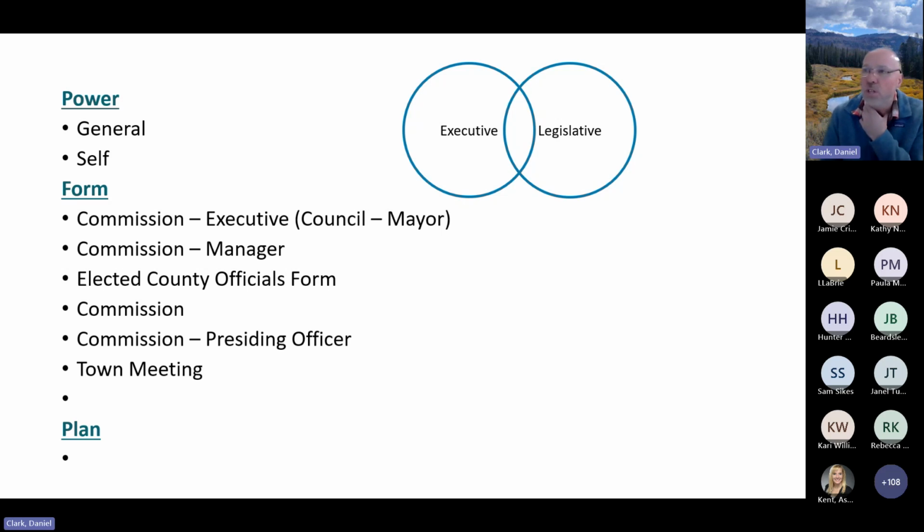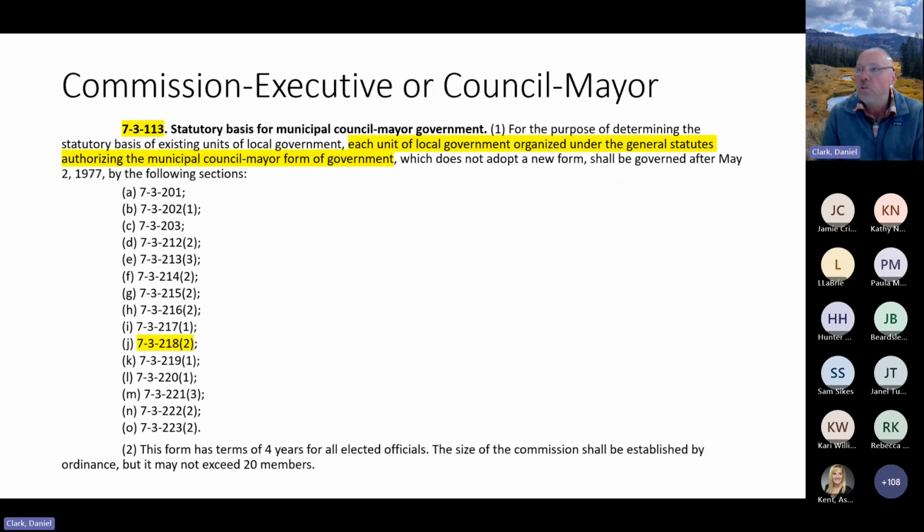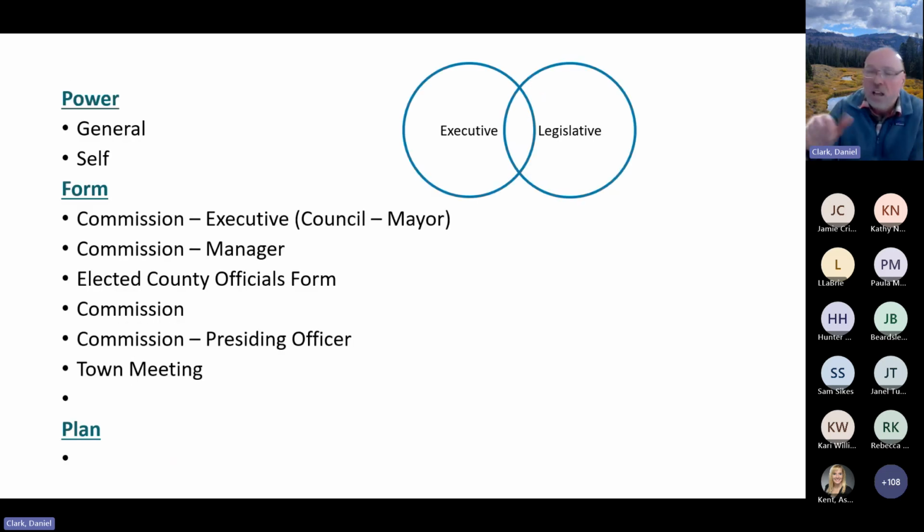There are these different forms: the commission executive, and again, this is defining the relationship between the two branches of government. And so they outline what those forms of government look like. So the commission executive, the commission manager, elected county officials form, the commission form, the commission presiding officer, and town meeting. And we'll go through it and explain what each of those look like. Now, the commission executive form, and each of these, have what we call, quote unquote, a recipe, where the legislature has said, look, if you're going to adopt one of these forms of government, we're going to give you a variety of sub options that you can choose from.